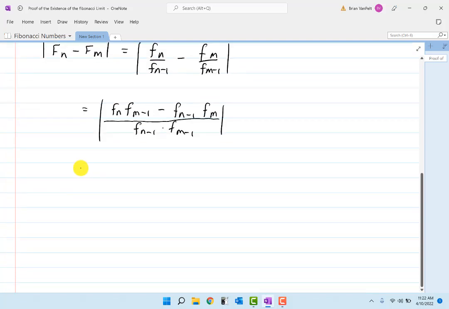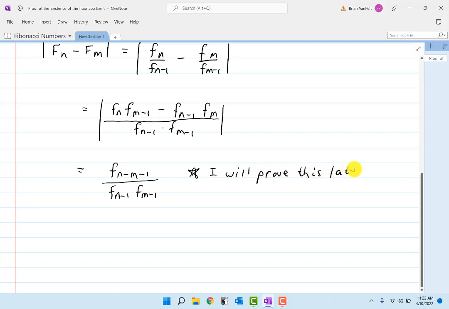Now here's the big result. You are probably not going to believe this, but this actually equals f sub n minus m minus 1 divided by f sub n minus 1 times f sub m minus 1. I will prove this later. I'll do that at the end of this proof. I just wanted to get this through. I also wanted you to be able to pause the video and maybe try to solve it on your own with a hint or two before watching me actually sail through the whole proof.